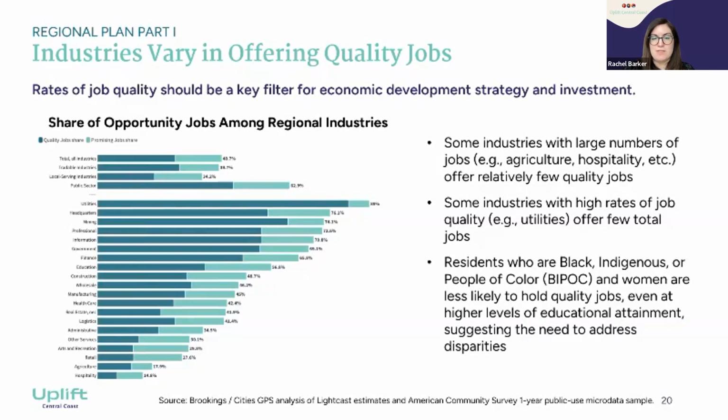And in a few slides, we'll get to some of those possibilities that we were able to identify from this analysis. Before we move on, I do want to note the real racial disparities we see in the data in terms of holding quality and promising jobs, even at the same levels of traditional educational attainment, which just really points to some of those issues around disparities and access that are important for the region to address.